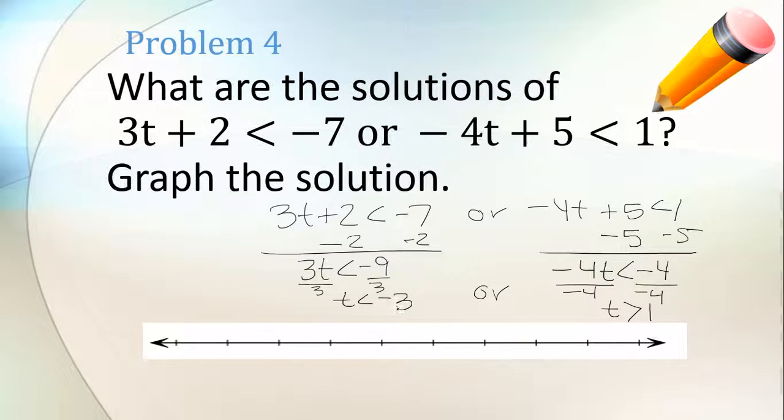So now I'm going to graph these two. So I'm going to start at negative 3, negative 2, negative 1, 0, 1, 2, and 3. Start at negative 3, put my open dot there, and I'm going to shade to the left because my arrow is pointing that way. t is greater than 1. So I'm going to put an open dot there and shade to the right. Remember, ORs will always go away from one another, just like these did.